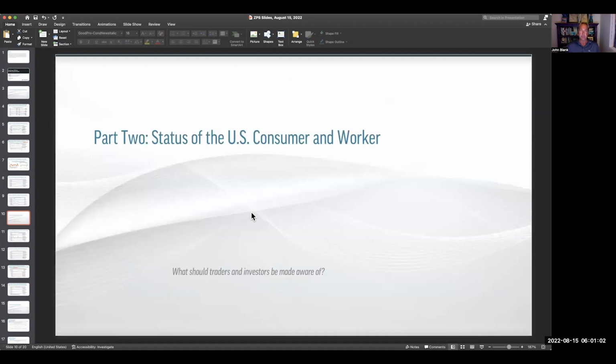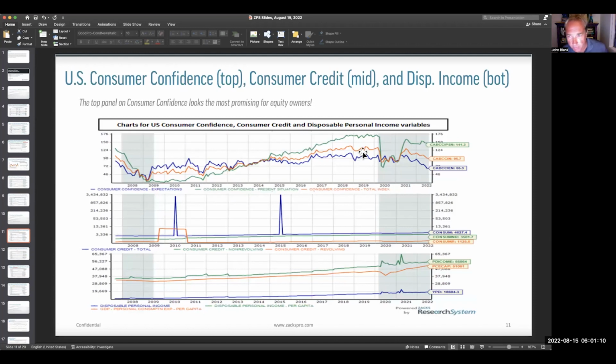Let's get on to the status of the U.S. consumer worker. This is our next level of the overall demand. This is the GDP growth rate you do read. So, charts for U.S. consumer confidence. Obviously, this is important: present situation, expectations, and the total index.